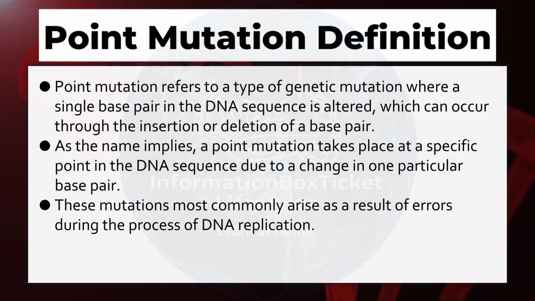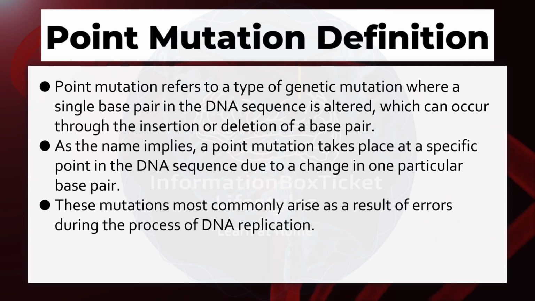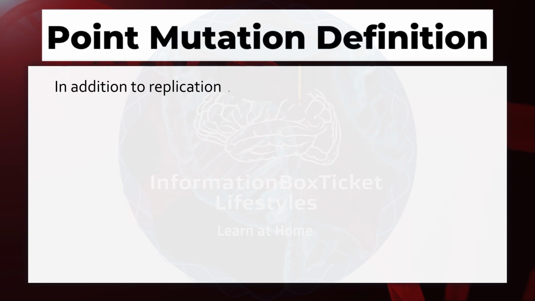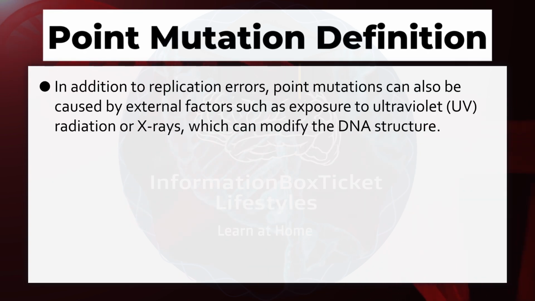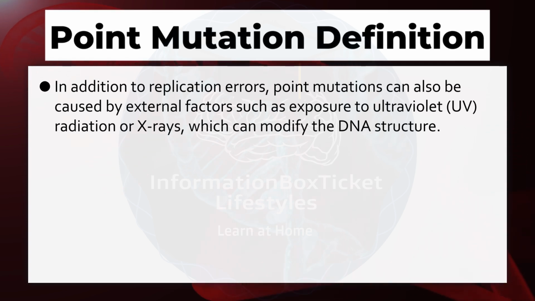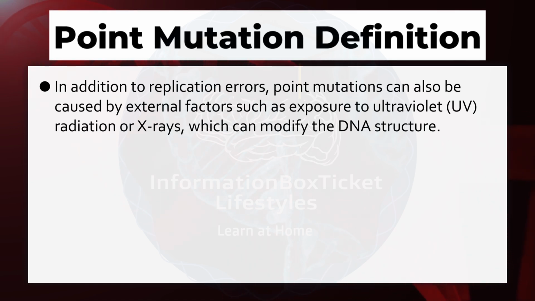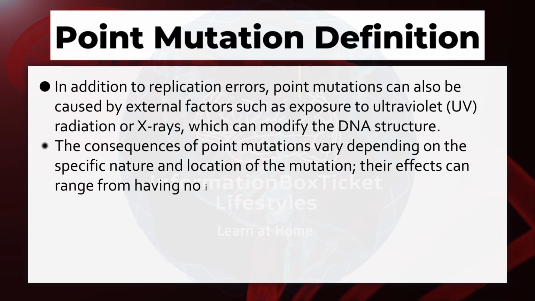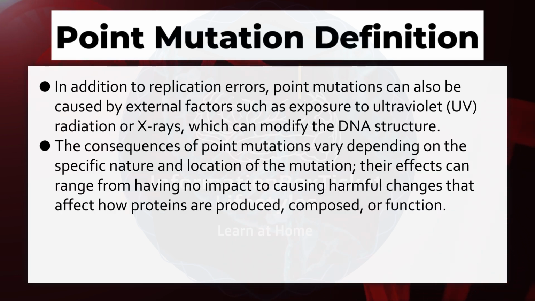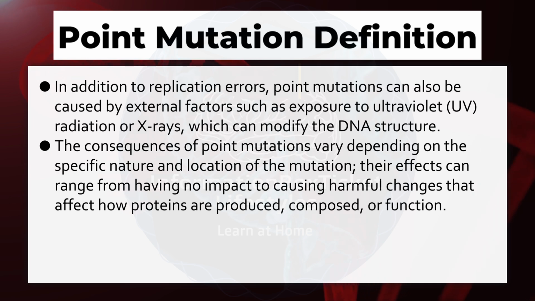These mutations most commonly arise as a result of errors during the process of DNA replication. In addition to replication errors, point mutations can also be caused by external factors such as exposure to ultraviolet, UV, radiation, or X-rays, which can modify the DNA structure. The consequences of point mutations vary, depending on the specific nature and location of the mutation.